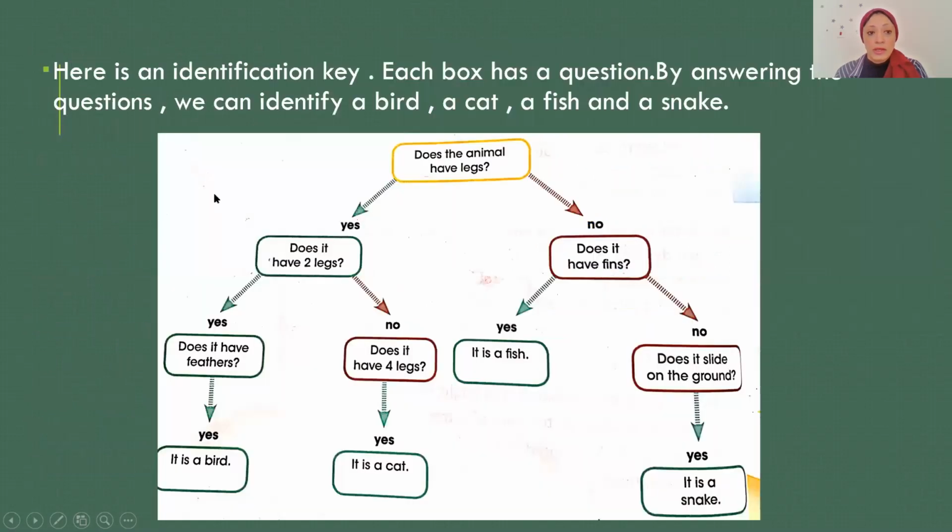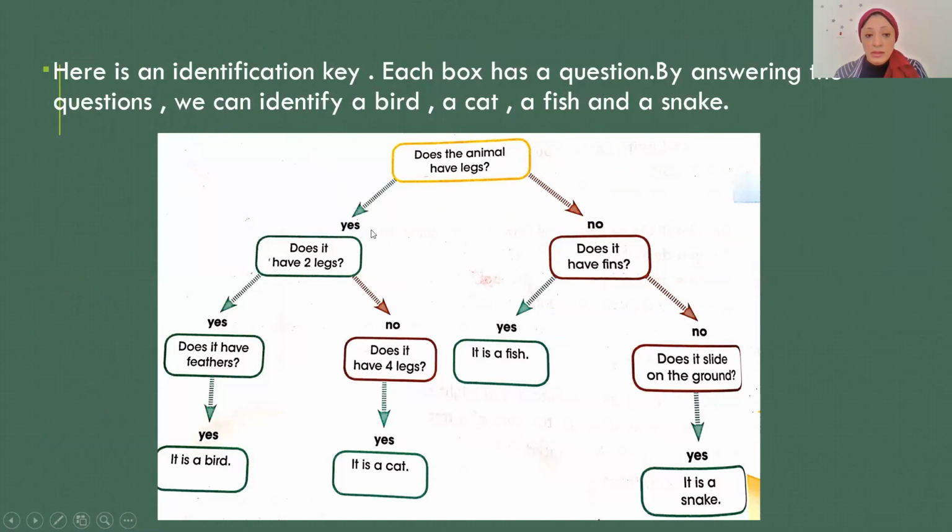Here is an identification key. Each box has a question. By answering the questions, we can identify the bird, a cat, a fish, and a snake. Okay. Does the animal have legs? This is another question, and the answer to this question should be yes or no.